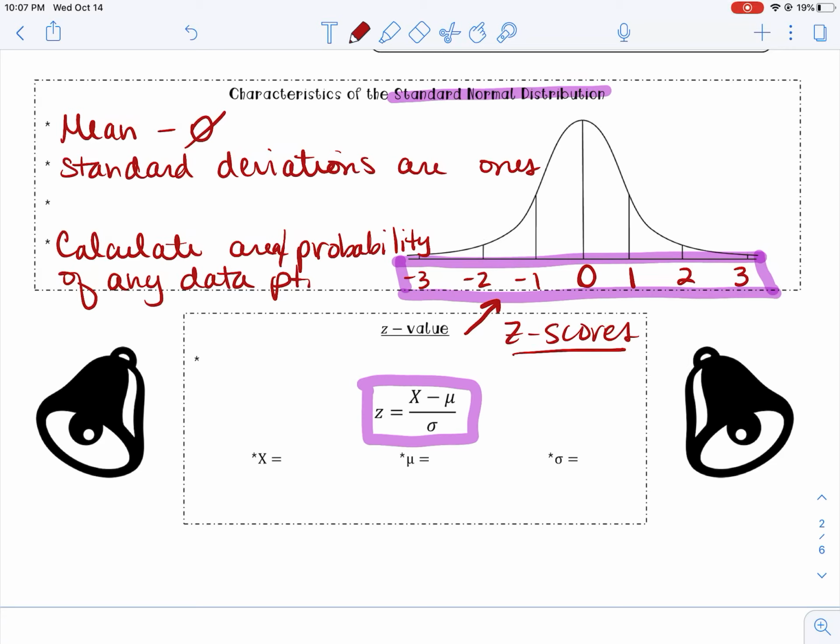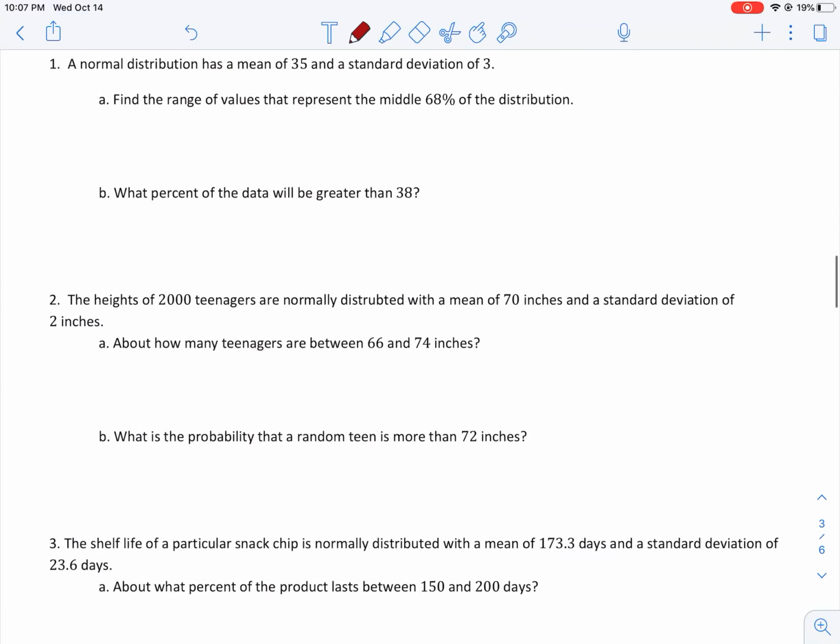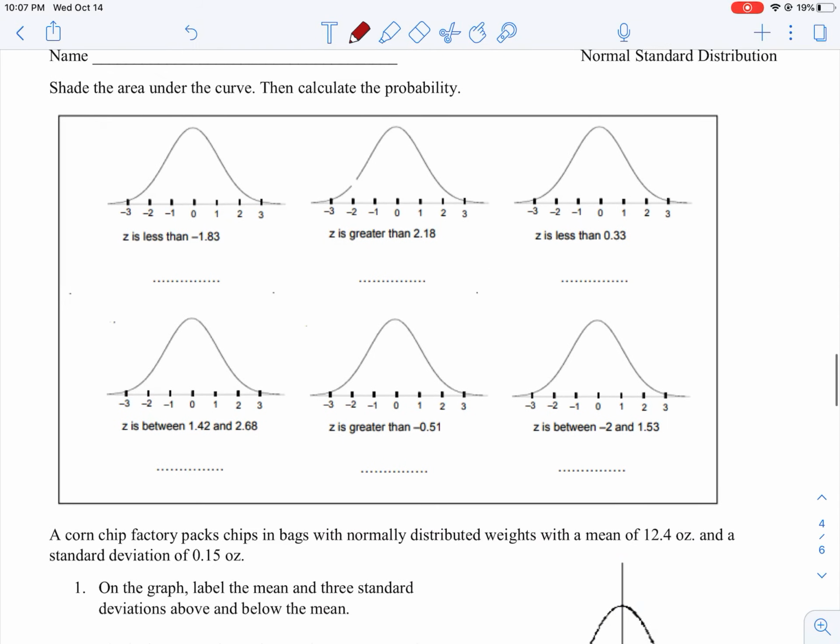So the x in the formula represents the data point that we're interested in. The mu symbol, remember, means the mean, and this other symbol means the standard deviation. In this situation, this formula walks us through how to go from z-score to data point or data point to z-score. So let's take a look at an example of what we would have to do here.